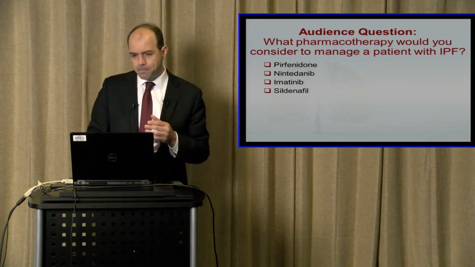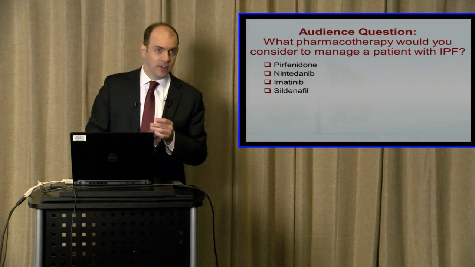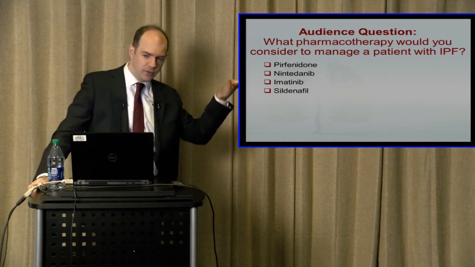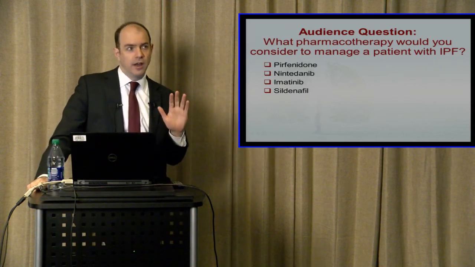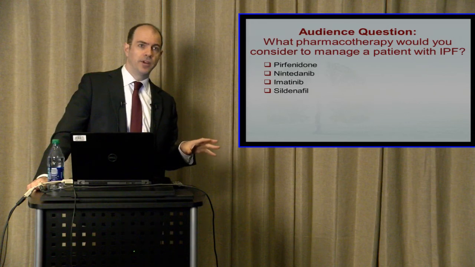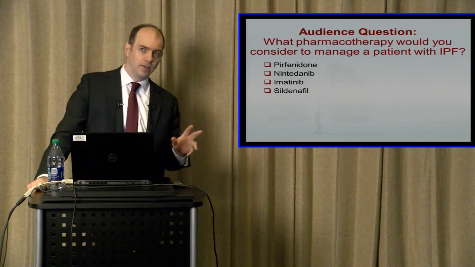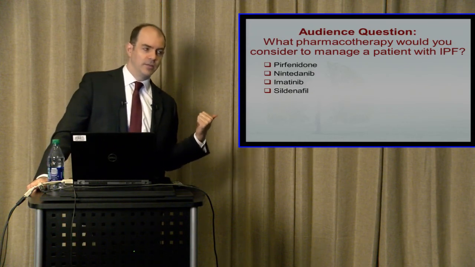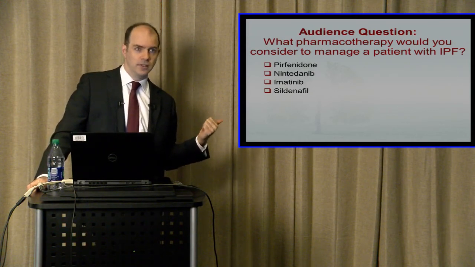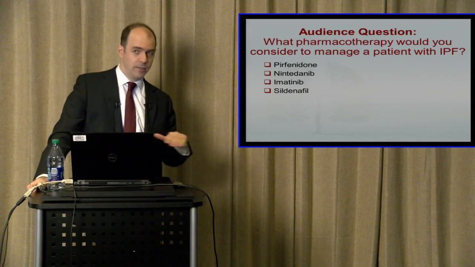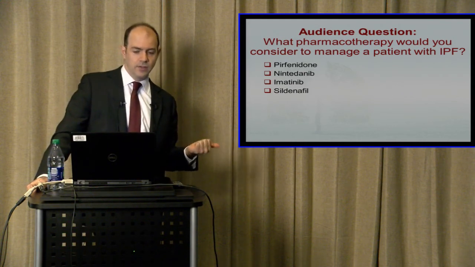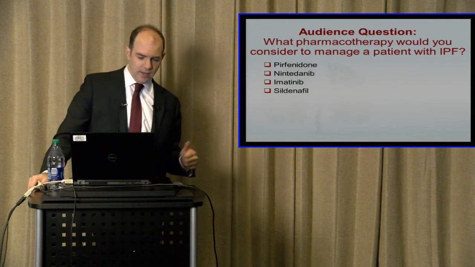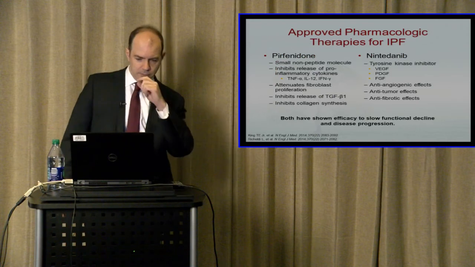Okay, so I will tell you, since you guys don't know what pirfenidone is, that pirfenidone and nintedanib, these first two on the list here, are FDA approved to treat idiopathic pulmonary fibrosis. We call them antifibrotics, but I'm going to explain what that means. Imatinib is not. It's a tyrosine kinase inhibitor that's used to treat chronic myelogenous leukemia. It actually has been studied in IPF. It doesn't work. And sildenafil is used to treat pulmonary hypertension in TID dosing, and it's also not indicated for this, indicated for pulmonary hypertension.